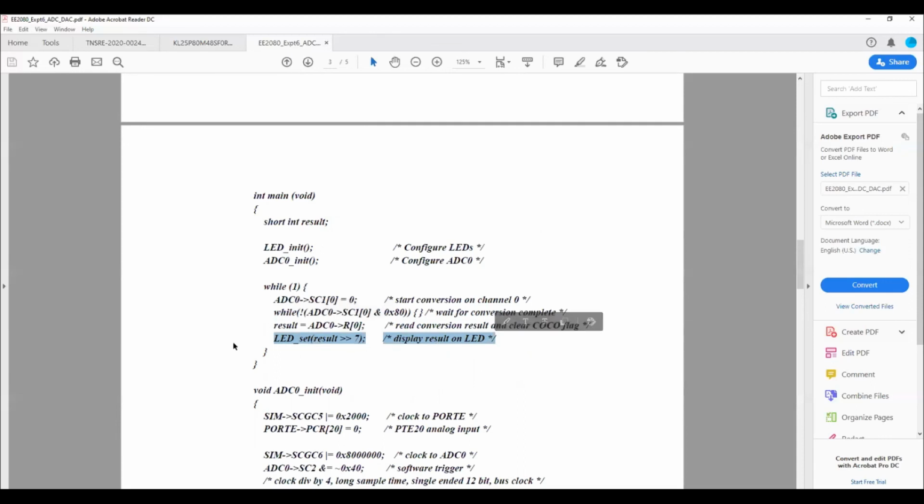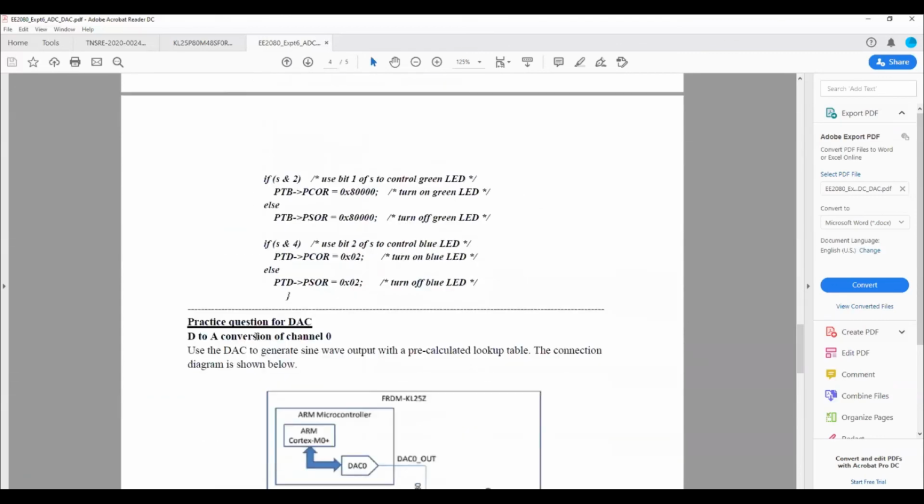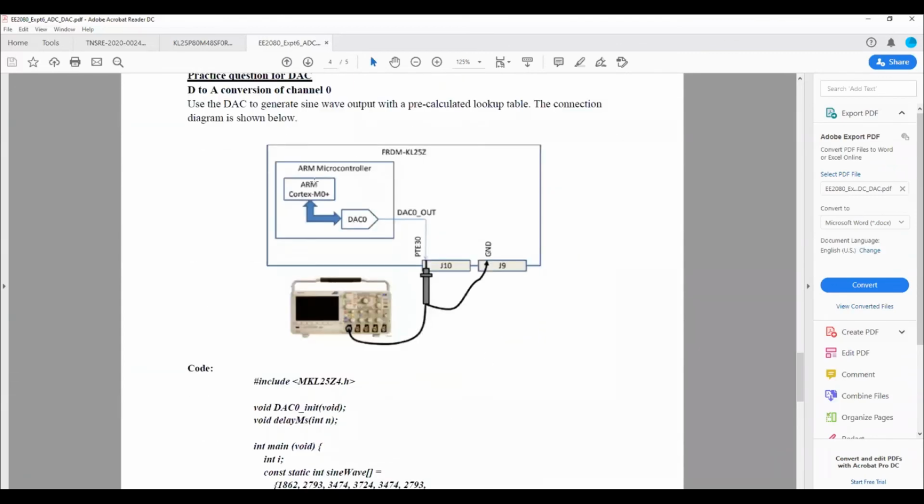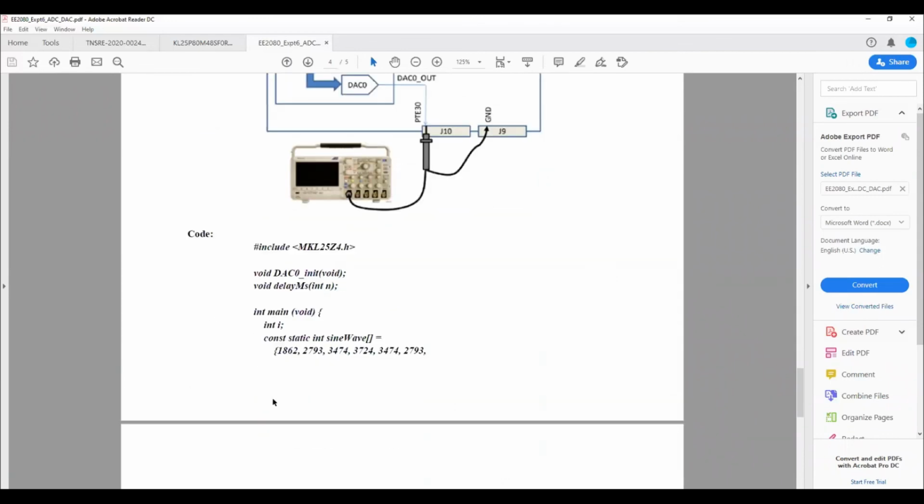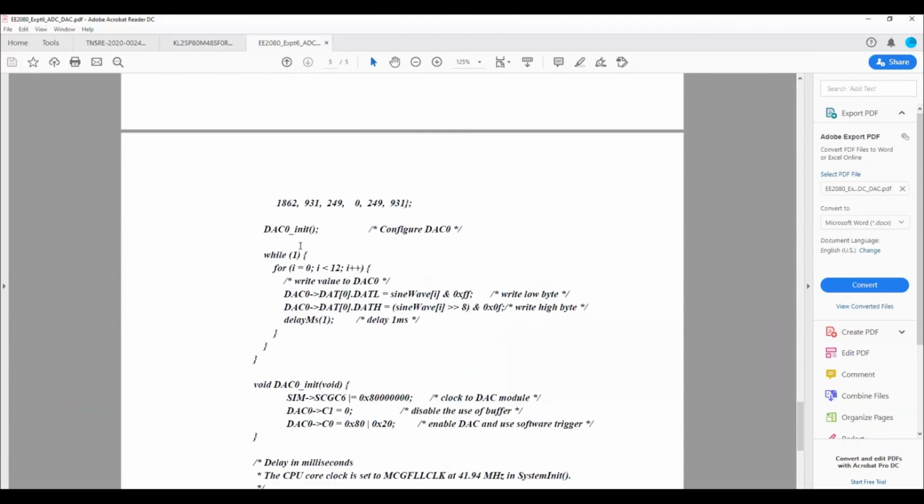And similarly, I have the option for the DAC, where you're giving some value here and you're going to display the analog value on an oscilloscope. So these two experiments are quite self-explanatory by now. I should not spoon feed you and try to make you understand what each of these means. You should be able to understand it by now.